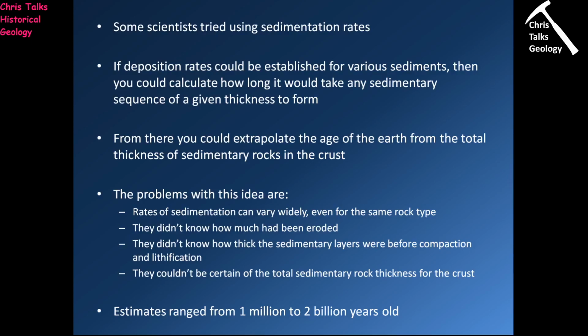And the final problem, and this one really is one they couldn't get around, was you couldn't be certain what the total sedimentary thickness was for the crust. There's no way of actually knowing exactly how much sedimentary rock is there. And because there are all these uncertainties, if you use this particular method, you can end up with an age of the Earth which ranges from between 1 million to 2 billion years old. So quite a large spread there.